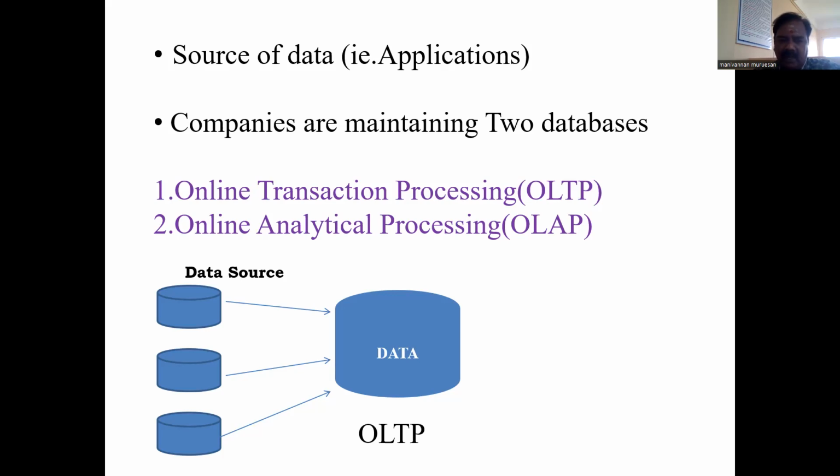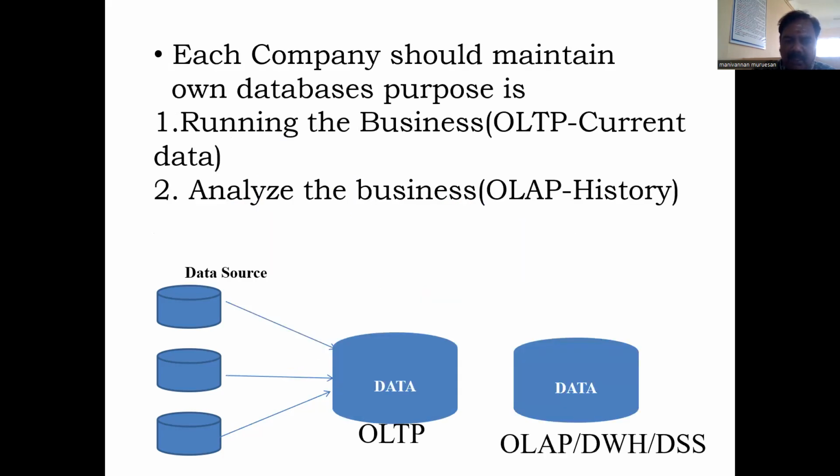Look at this diagram. We run the business from different data locations, different data sources. All this data is stored into one centralized system, that is the centralized data. How are we going to store this data?